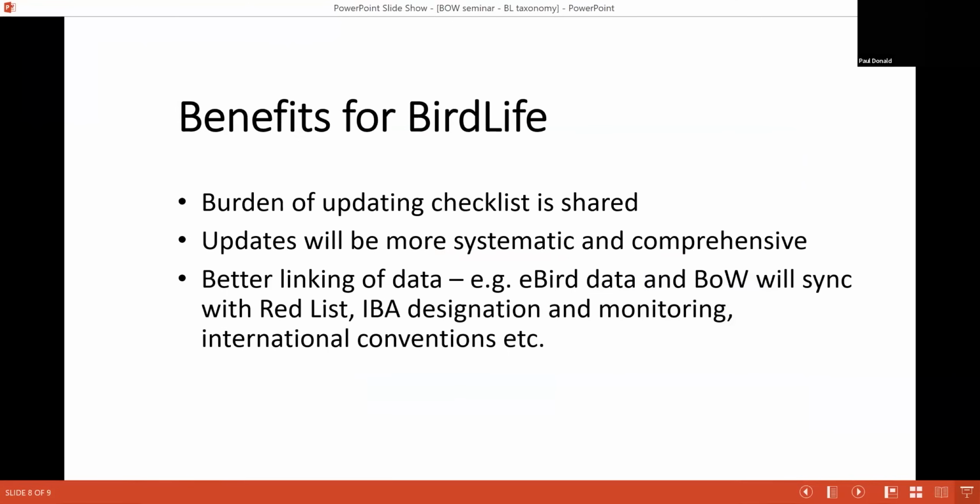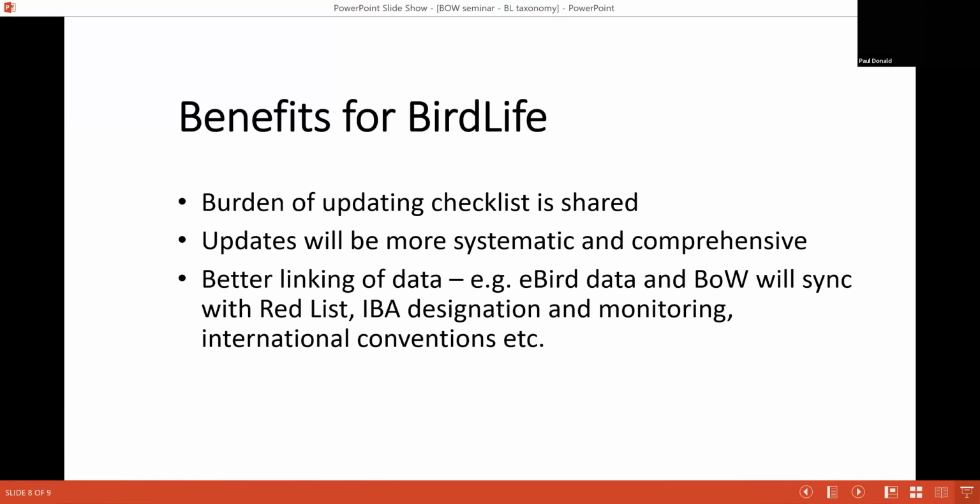We don't have enough resources internally to keep up with the huge amount of taxonomic publications coming out each year. We know that updates will be more systematic and more comprehensive than we've been able to achieve in the past. And what we'll see is a much better linking of data.